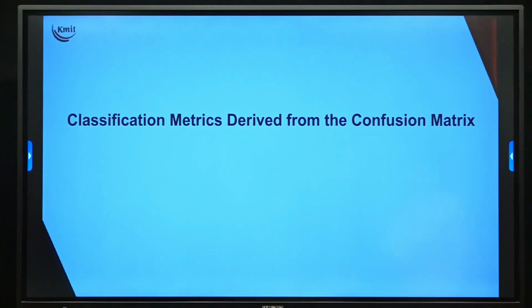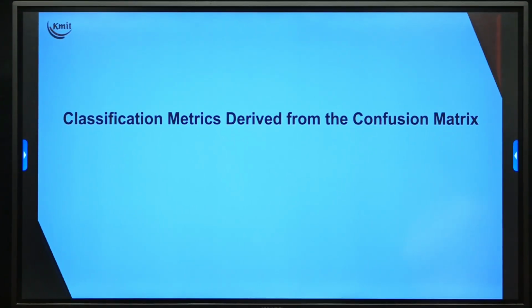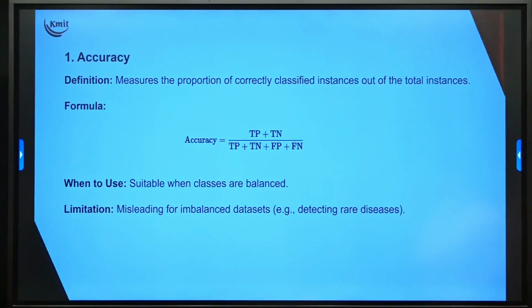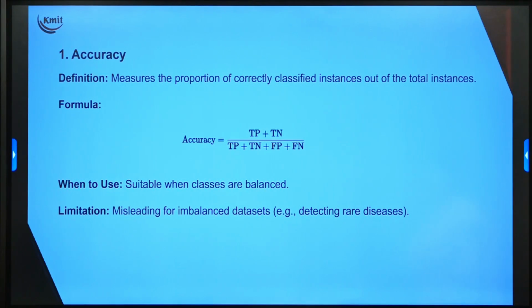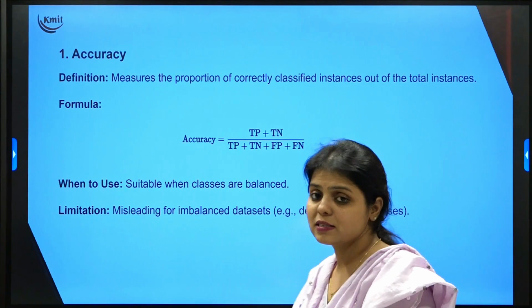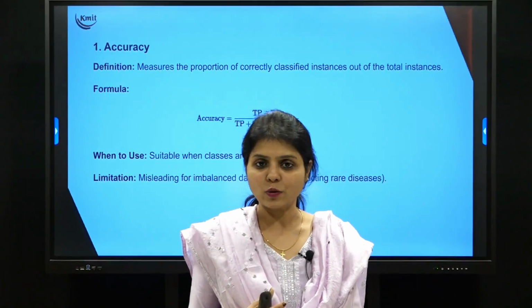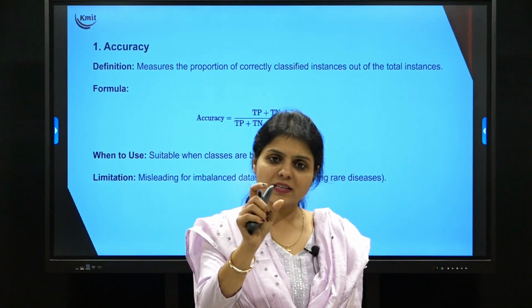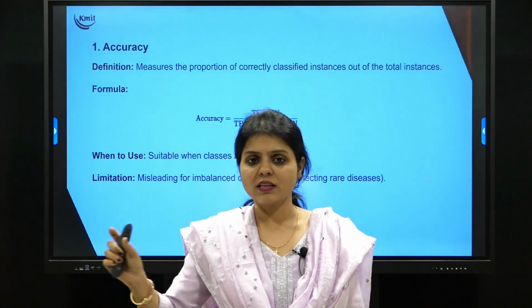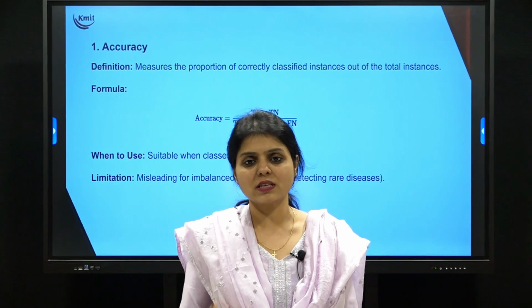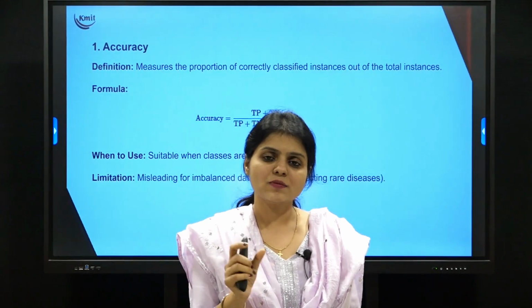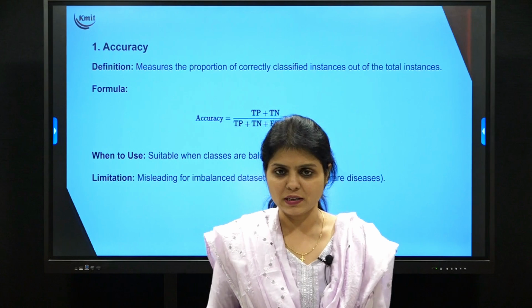Now from this confusion matrix, we will derive many different classification metrics. We will see what the different classification metrics are and when we use each one of them. The first classification metric is accuracy. Accuracy is derived from the confusion matrix. All the other classification metrics that we are going to discuss are derived from the confusion matrix. Hence it is very important for us to understand what the confusion matrix is all about.